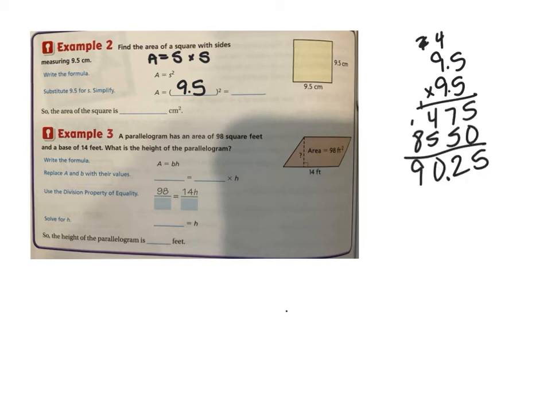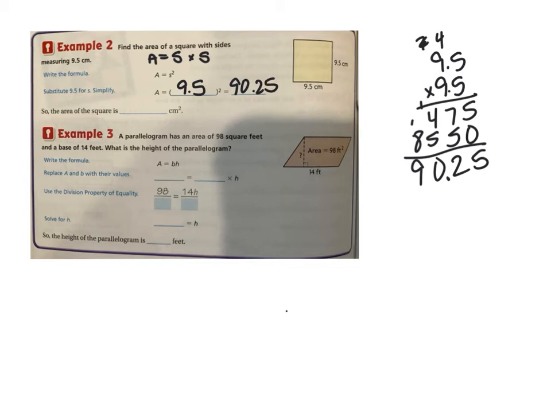So in this case, we can say 9.5 is one of the sides to the second power, and 9.5 times 9.5 calculates out to 90.25.